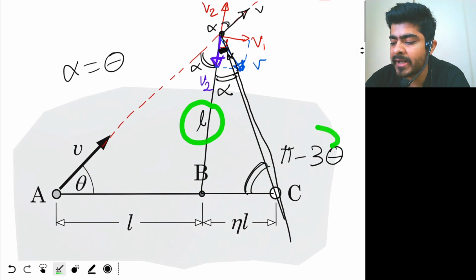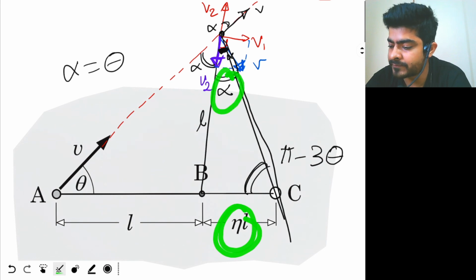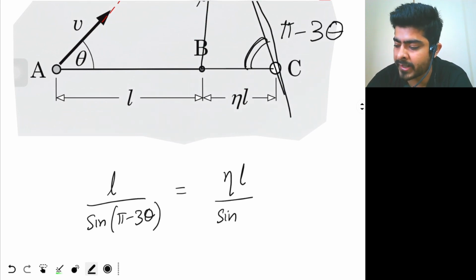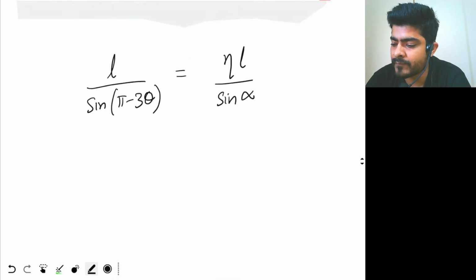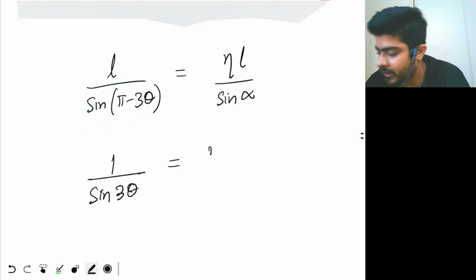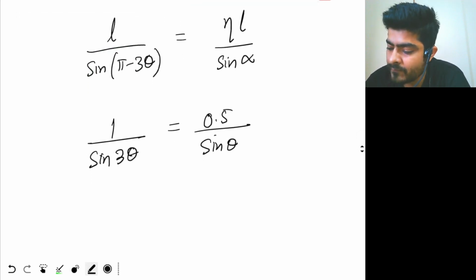So L divided by sine of pi minus 3 theta equals eta L divided by sine alpha, correct? So L will cancel out. So 1 by sine of pi minus 3 theta, which is sine 3 theta, is equal to eta divided by sine alpha. Eta is 0.5. Sine alpha is again sine theta because alpha equals theta. So sine theta times 2 sine theta is equal to sine 3 theta.